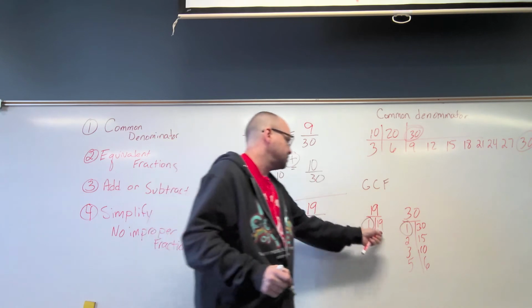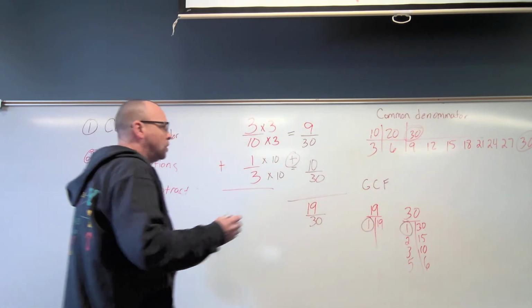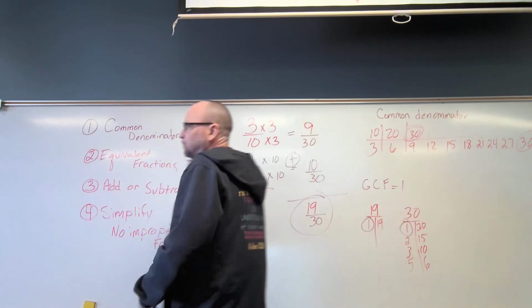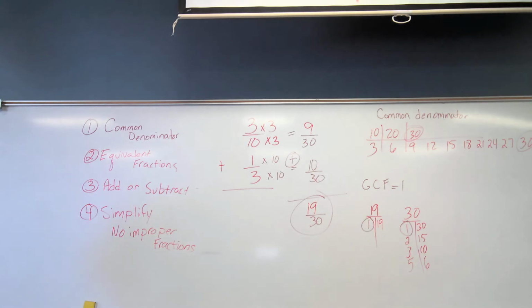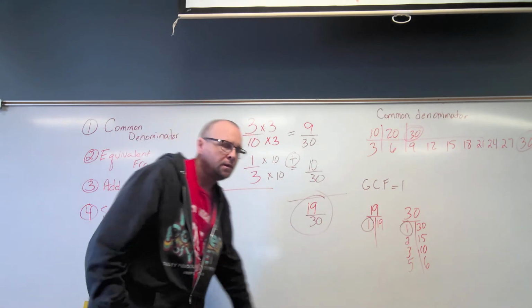There's only 2 over here, so do they have a 19 in common? No, so the only thing they have in common is 1. Means my greatest common factor is 1. That means that fraction is in simplest terms. Is it improper? No. It's not improper.